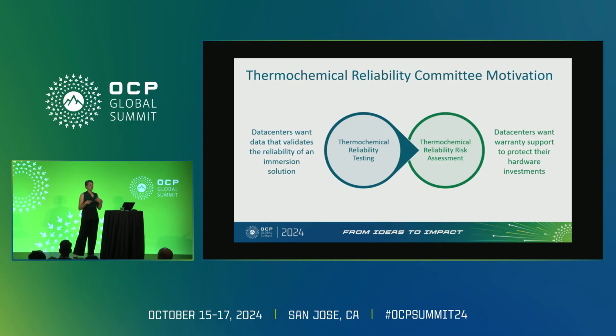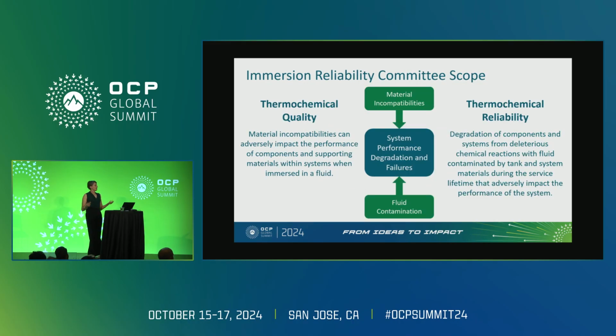So what we needed to do was set up some more structured testing methodology so that we can improve the success rate of deploying an immersion solution, because data centers want warranty support to support their hardware investments, and that requires thermochemical risk assessments from reliability engineers such as myself to provide to our business units so that they can make that business decision on whether or not that is supportable. So what is our scope?